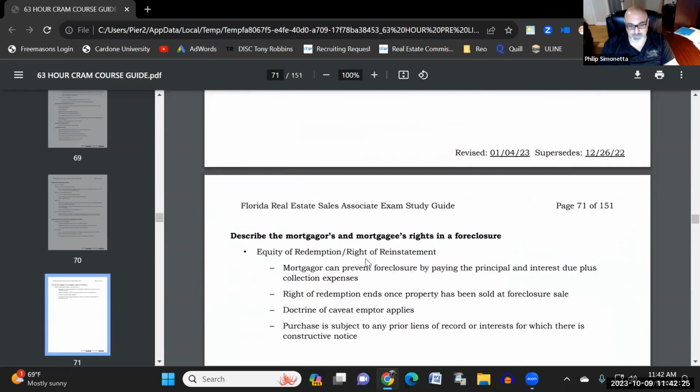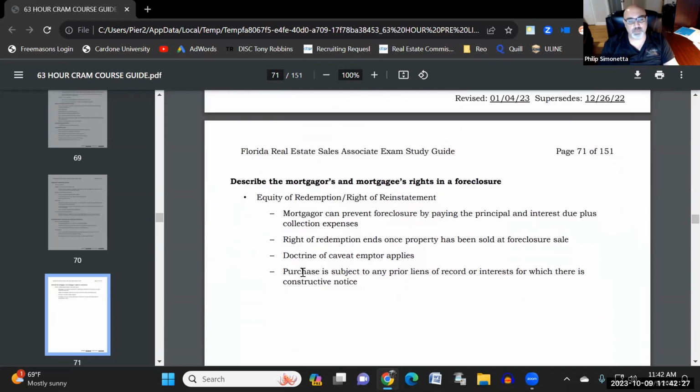Okay. Then we need to describe the mortgagor's and the mortgagee's rights in a foreclosure. So equity of redemption, that's the right of reinstatement. A mortgagor can prevent foreclosure by paying the principal and interest due plus collection expenses. The right of redemption ends once the property has been sold at foreclosure sale.